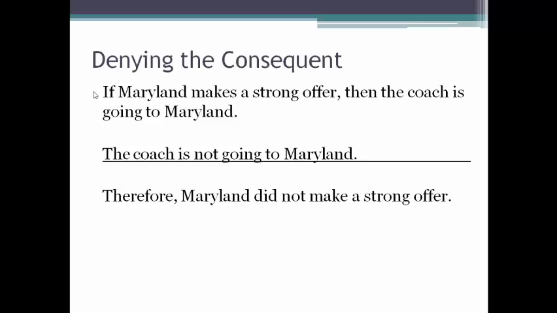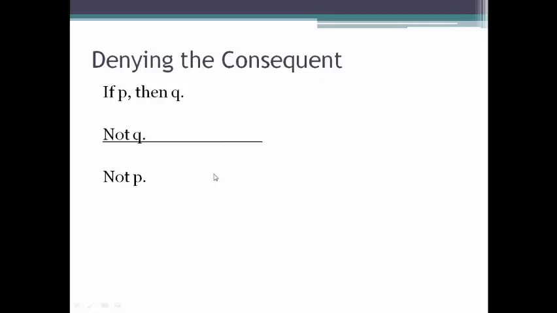Let's look at the second one, denying the consequent. Okay, and let's look at this example. If Maryland makes a strong offer, then the coach is going to Maryland. The coach is not going to Maryland, therefore Maryland did not make a strong offer. Now, the difference with this argument from the previous one is twofold. First, our second premise, rather than being the antecedent, is the consequent. But it's not just the consequent, it's the denial of the consequent. The form of the argument looks like this. If P, then Q. Not Q, therefore not P. Anytime an argument has this form, it will be valid.